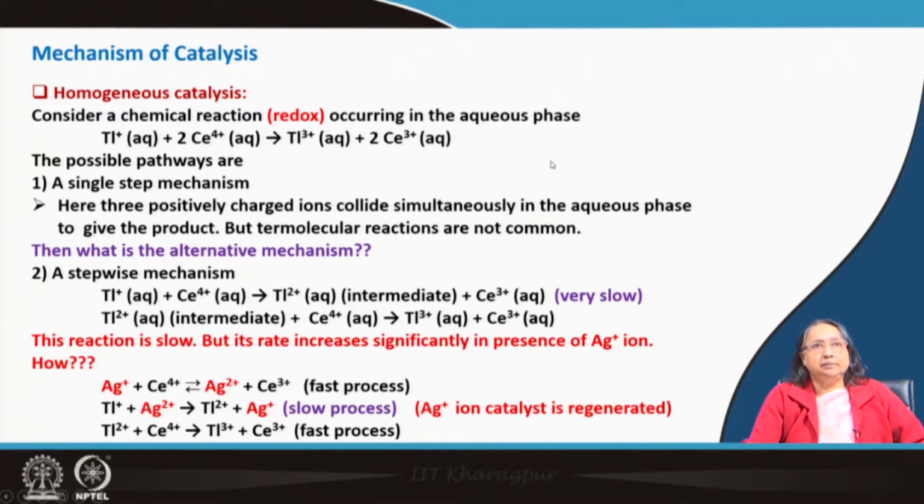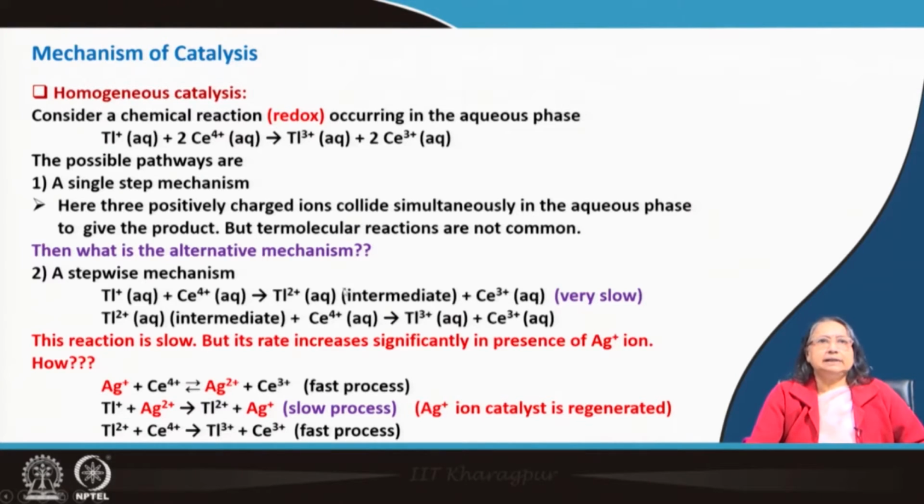Then what is the alternative mechanism that we can think? Instead of a single step mechanism, we can think about a stepwise mechanism. This is the first step. Say for example, thallium plus and cerium 4 plus give thallium 2 plus. This is an intermediate because it is not appearing in the overall equation. Thallium 2 plus is not there. So, even if in one step we think that it is produced, we have to think of another step where it will be consumed.